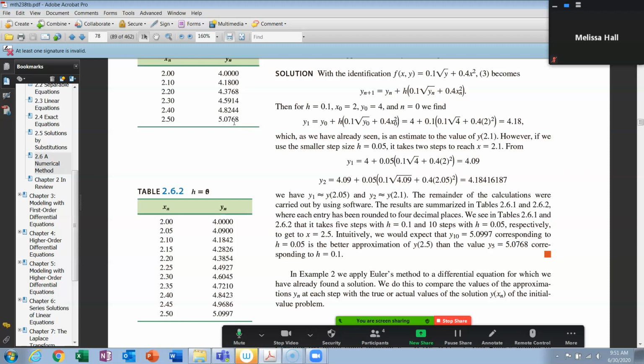Now, I don't believe they know exactly what the value is, so we can't compare it to the real value. But in example 2, we apply Euler's method to a differential equation, which we know the solution. So we can compare the approximations that we're getting at each step with the true and the actual values of the initial value problem. So are you ready to go on to 2.2?